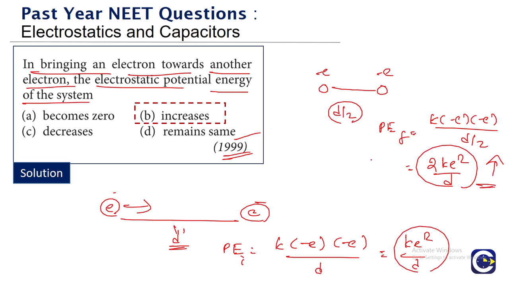So when you bring not just electrons but any like charges together, the potential energy of the system will increase. When you bring unlike charges together, meaning one positive and one negative, the potential energy of the system will decrease as you bring them together.